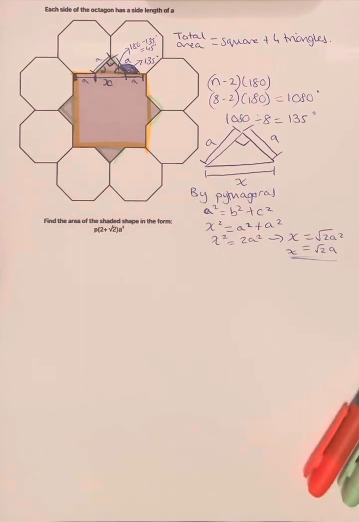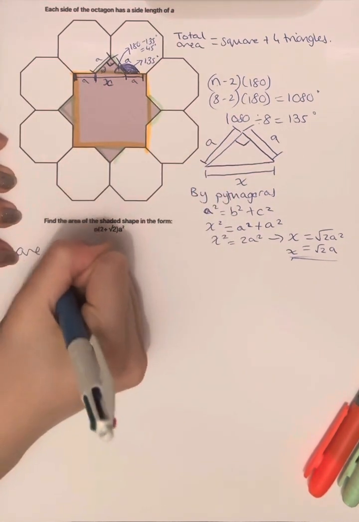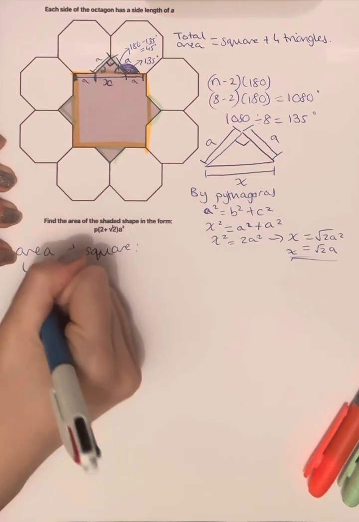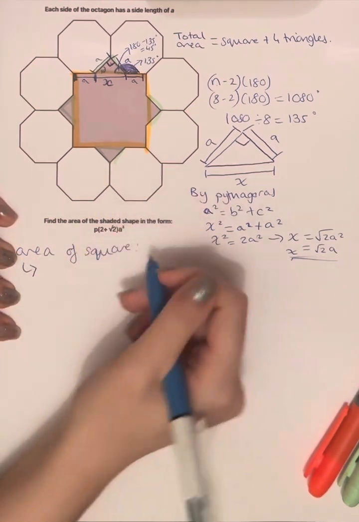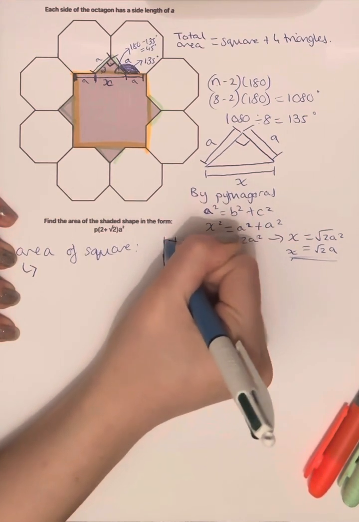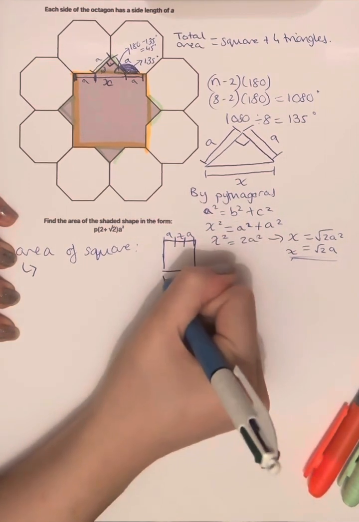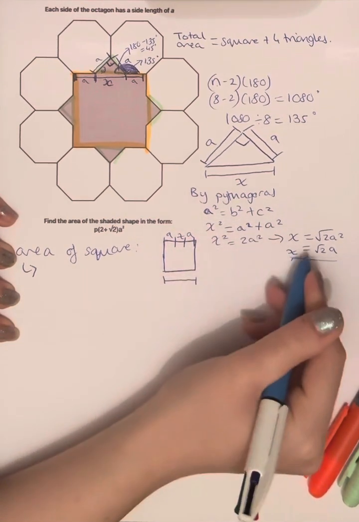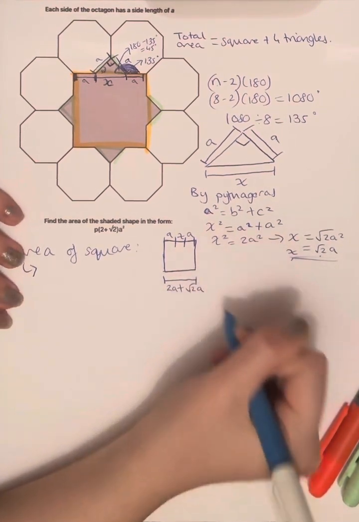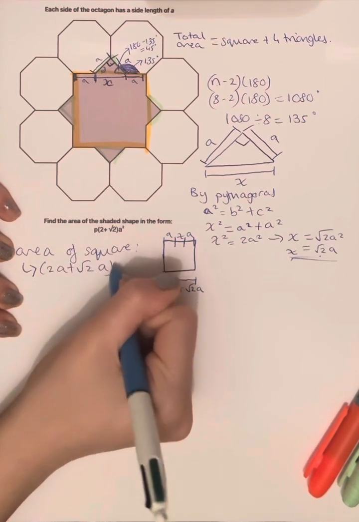Lovely. We can now use this to work out the area of the square. Let's draw this out. We're going to have our a, our x, and our a. So this gives our full length, using x equals root 2 a, to be 2a plus root 2 a. So the area of your square is going to be (2a plus root 2 a) squared.